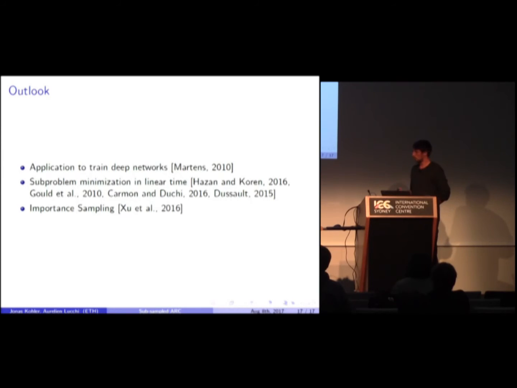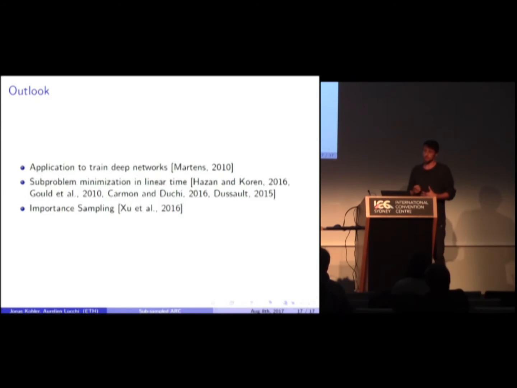What would be a nice further step would be to apply this in training deep networks. There's been a nice presentation yesterday, but also there's this paper by James Martens. It's already 7 years old, but they do something very, very similar, and they get very good results on, I think, a deep autoencoder.